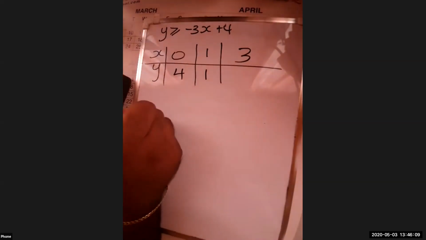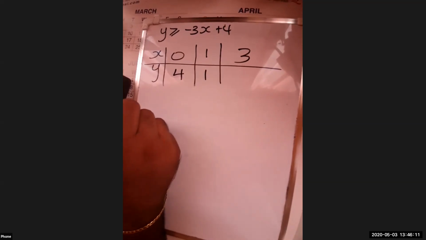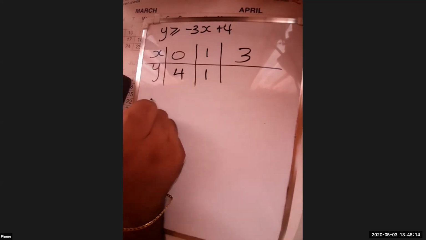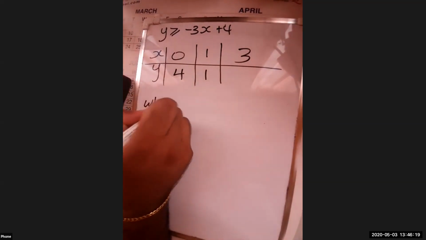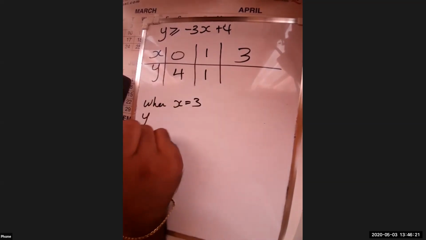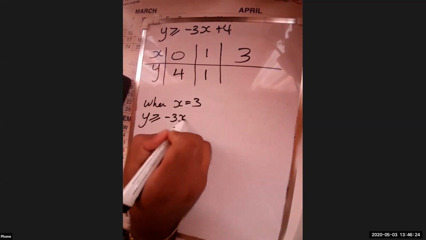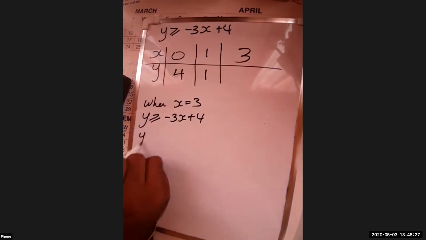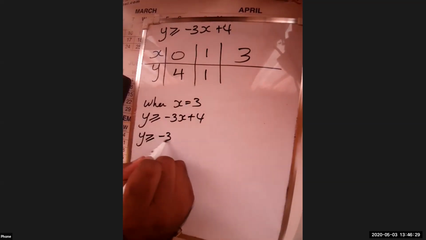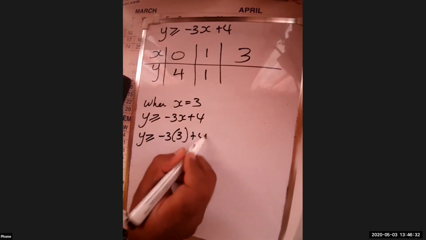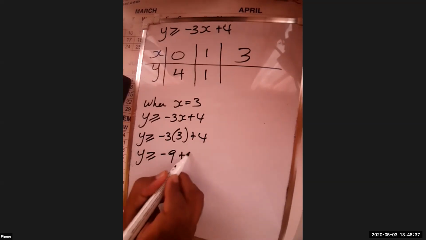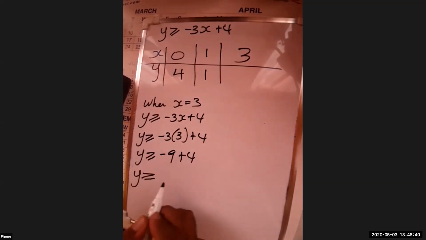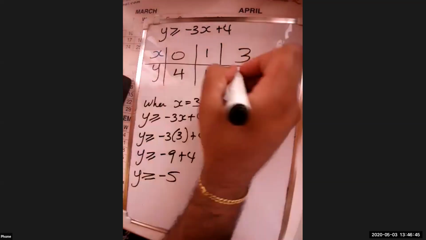So let's see. When x is equal to 3, y is greater than or equal to negative 3x plus 4. Y is greater than or equal to negative 3 into 3 plus 4. Negative 3 times 3 is negative 9, plus 4. Y is greater than or equal to, the difference between 9 and 4 is 5, and we keep the sign of the greater number, so negative 5.